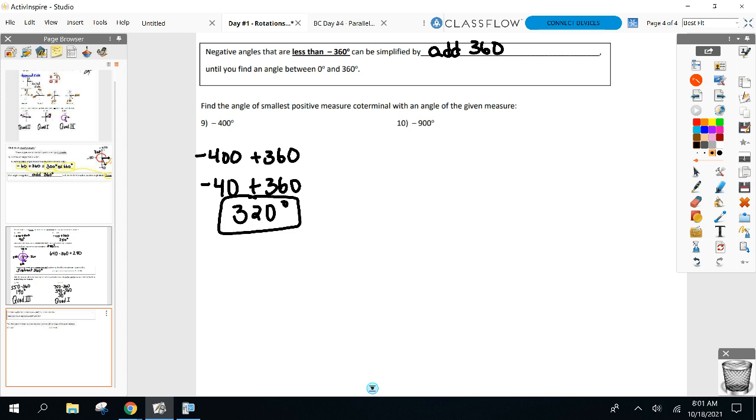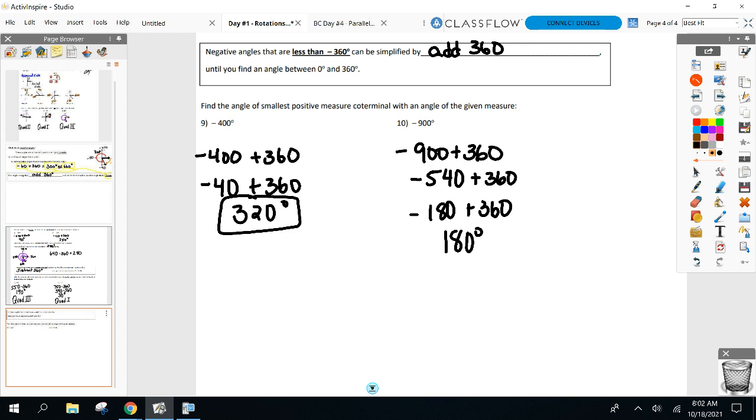Oh, I'm really going to end on this one, negative 900. What do you get there? Negative 540. Still not good enough because it's not positive. So that'll give me negative 180, huh? Add 360. 180.